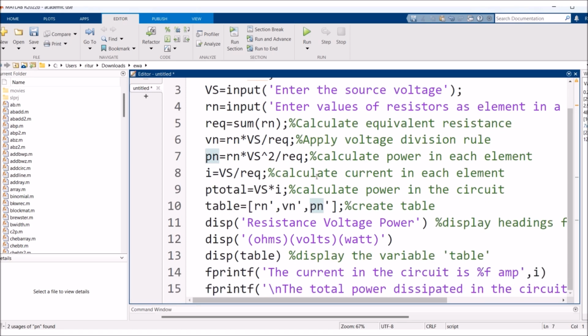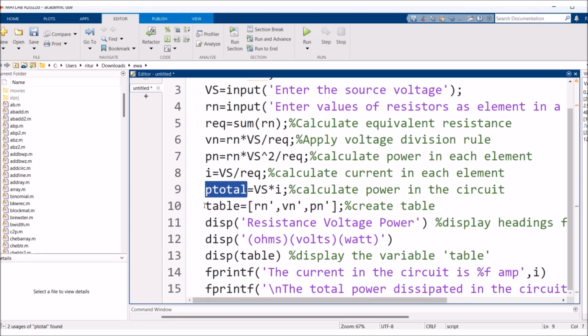After that, we will calculate the current across each element. It means that when our circuit is in series, the current will be the same across all the resistances. So here I is equal to Vs by R equivalent. The total power consumed in the circuit will be P total. P total is equal to Vs into I. Here Vs is the source voltage and I is the current across each element.